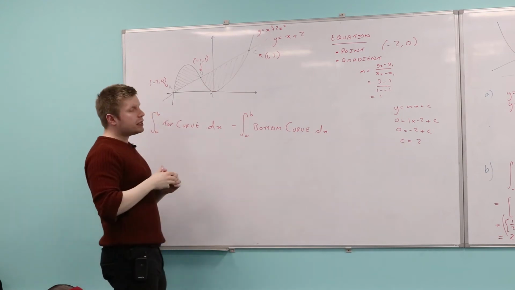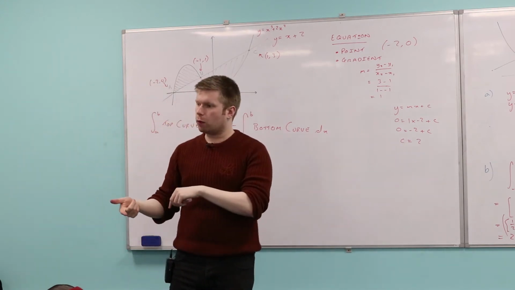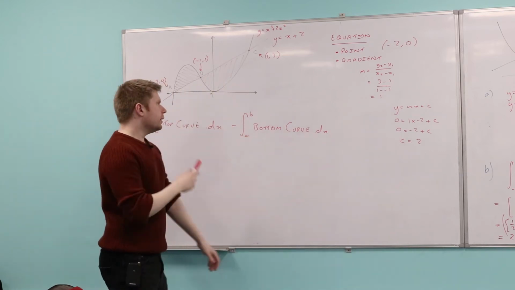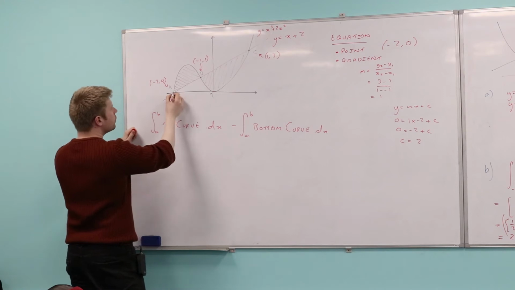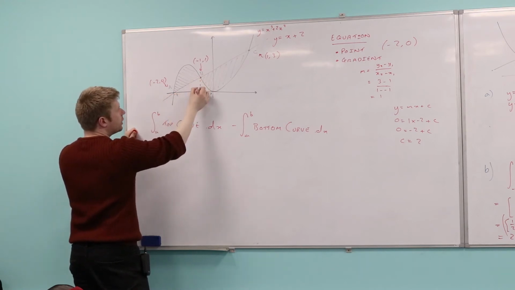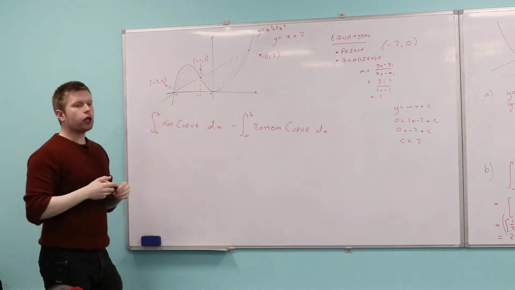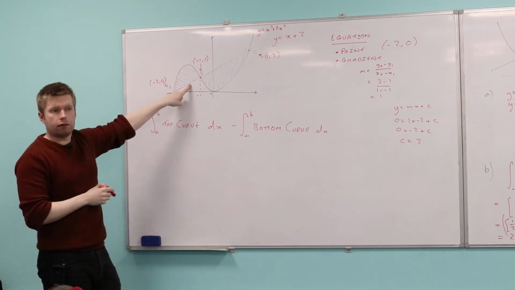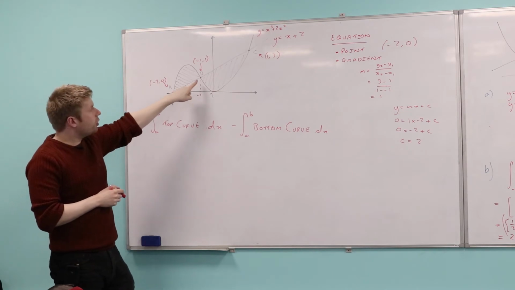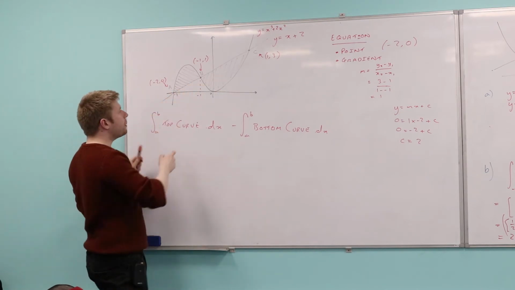So it's always the integral of the top curve take away the integral of the bottom curve. But here we've got an issue, because if you have a look between negative 2 and negative 1, are you happy the cubic curve is on top and the line is underneath? But then if you have a look at this area, are you happy it switches?